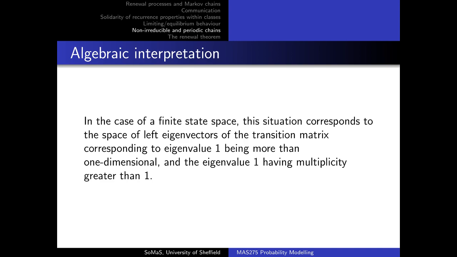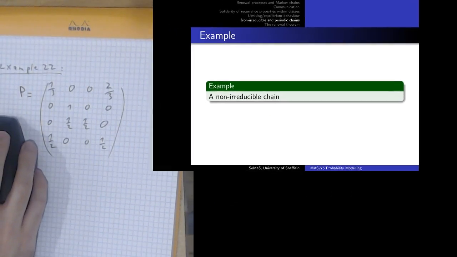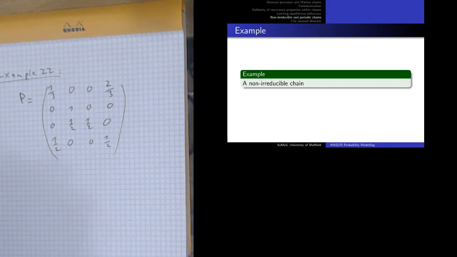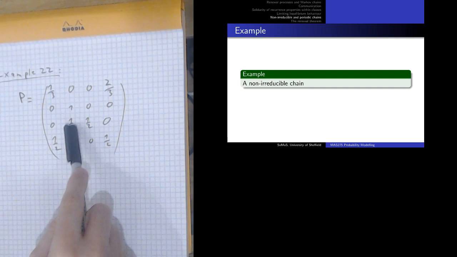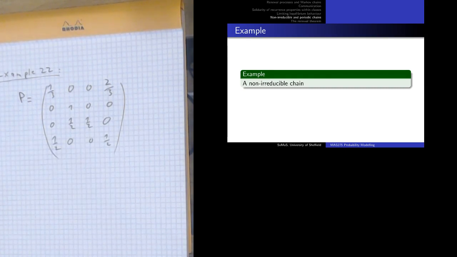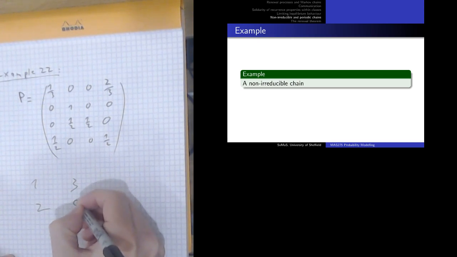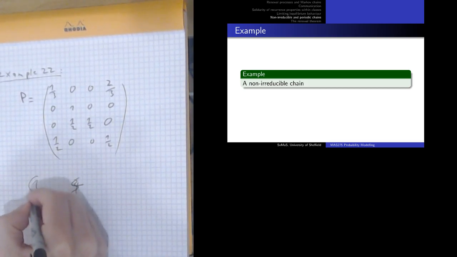So maybe this seems a bit abstract, so let's just do an example of what happens in a non-irreducible chain. So let me show you the paper. All right, so I've drawn our matrix already. This matrix: 1/3, 0, 0, 2/3; 0, 1, 0, 0; 0, 1/2, 1/2, 0; 1/2, 0, 0, 1/2. So what does this Markov chain look like? Well, we have our states 1, 2, 3, 4, and that's a weird way. It's not going to be very convenient, so let's do 1, 2, 4, and 3.